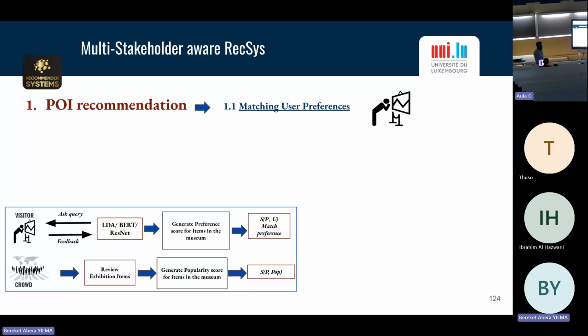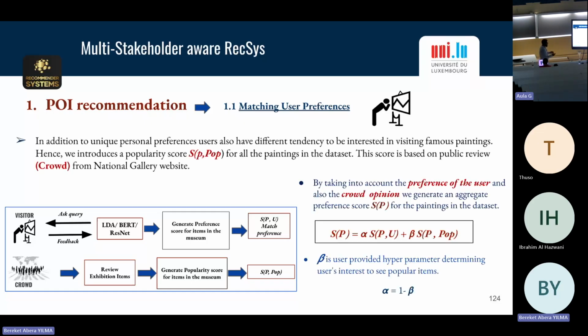Now there is this additional concept that we just introduced about popularity. So now we can get a list of items in the dataset based on their popularity. How popular are these items within the museum? So you can get another score for every painting in the dataset. Then we need to somehow combine these scores. So what we did is essentially put this together, and then we ask this hyperparameter, which is a user-provided hyperparameter.